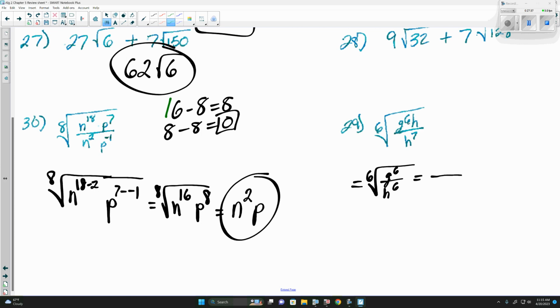How many groups of 6 can we take away from g to the 6th? 1. In the denominator, we can take 1 group. So we have g over h. Now technically, we would need absolute values around the whole thing, but g over h is fine. That is the correct answer. Any questions over this here? Any questions over 1 through 30?